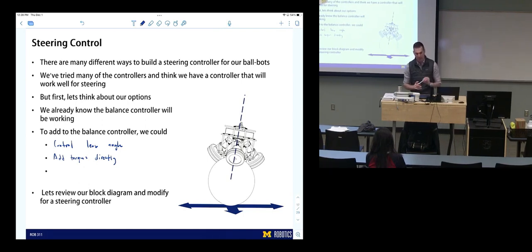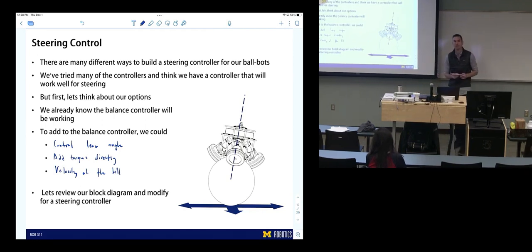That could work. Velocity of the ball. How does that work? Using the motors, you can calculate how fast the ball is actually moving forward, and then you can say, I want to be going 1 radian per second in any direction. So that's another option: to look at the ball's velocity and use that as a mechanism of control. That's what we did. That's what we're going to talk about.